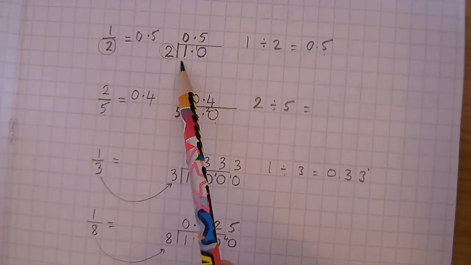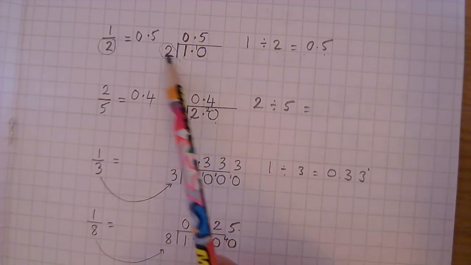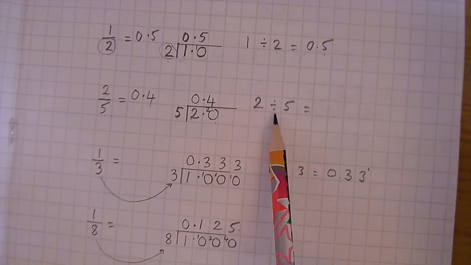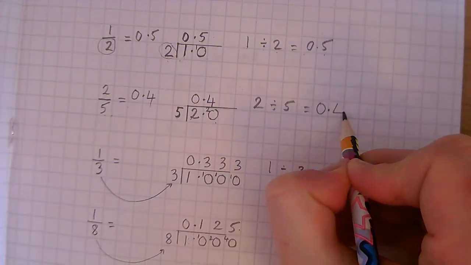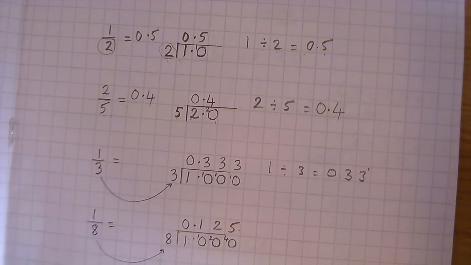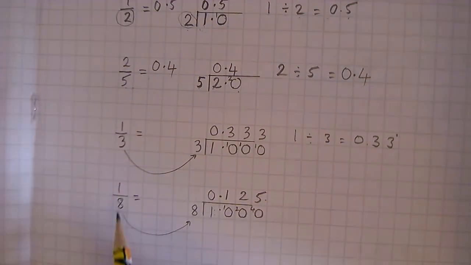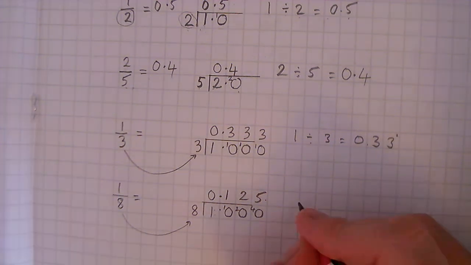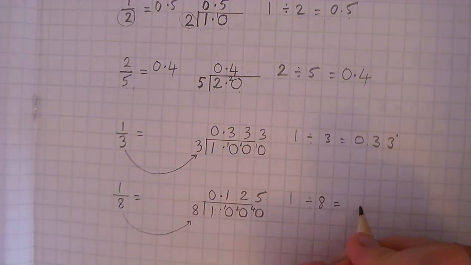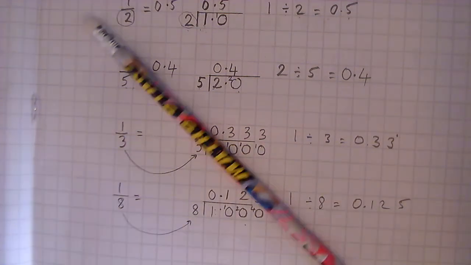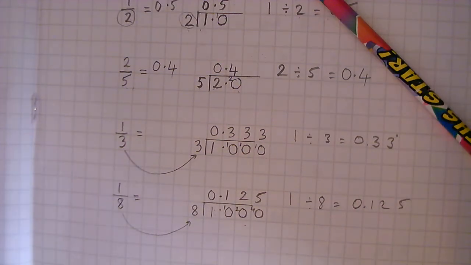So we did a half is 0.5, we did the division there. We did the same for 2/5. 2/5 is 0.4. 2 divided by 5 is 0.4. And then we did our third, which is a reoccurring decimal, 0.33333, it just continues forever. And then lastly, 1/8 is 0.125, so 1 divided by 8 equals 0.125. That's how you change a fraction into its equivalent decimal.